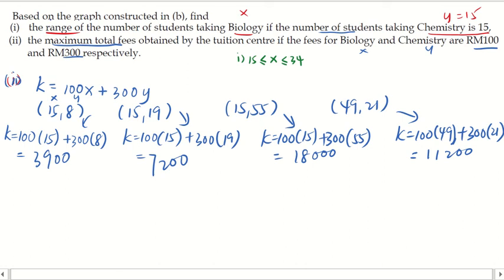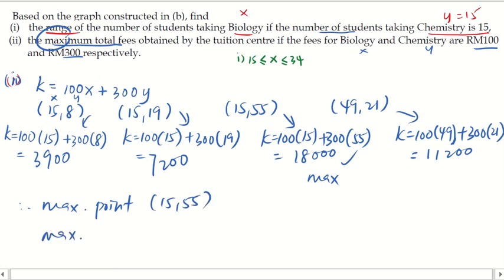The question wants to find out the maximum. So which one is the maximum? This is the maximum. So from here, the maximum point is 15, 55, and the maximum value is RM18000. Maximum fees. Okay, understand?